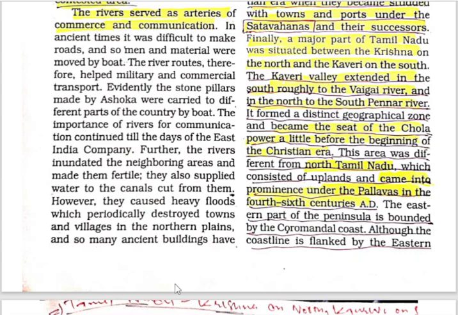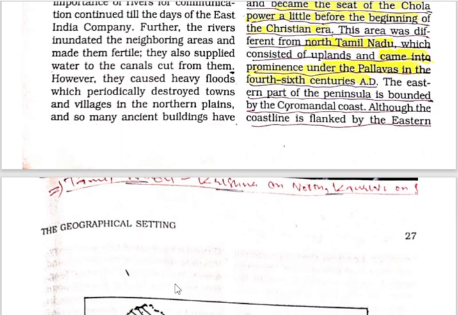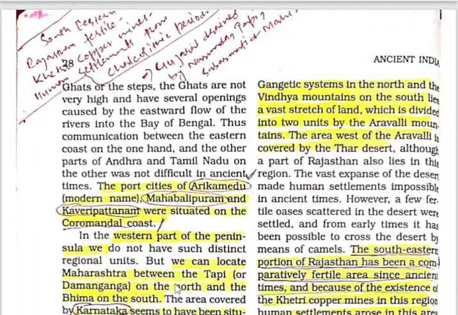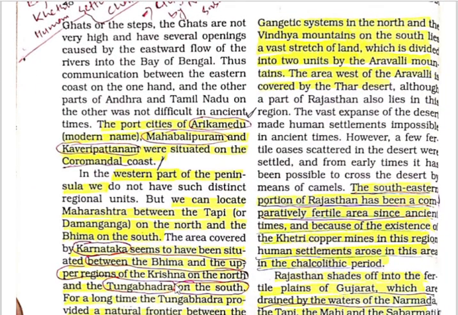under the Pallavas in the 4th, 6th centuries AD. So you're getting introduced to all these powers, which are major powers, and you'll have separate chapters on all these powers in this book. So yeah, don't get bogged down by hearing the names of all these dynasties. So port cities of Arikamedu, modern name is Mahabalipuram, and Kaveripattinam were situated on the Coromandel coast.